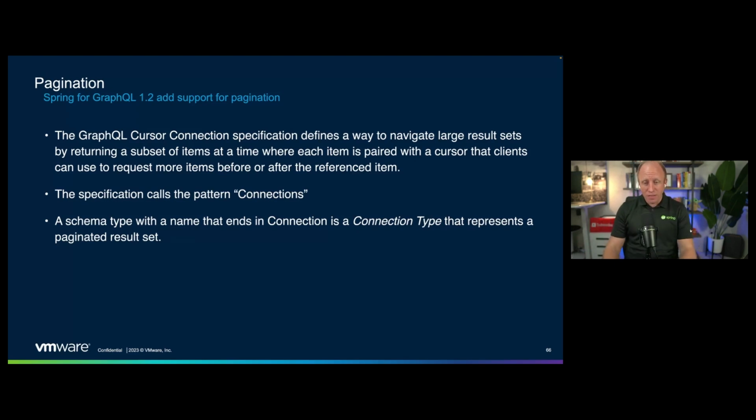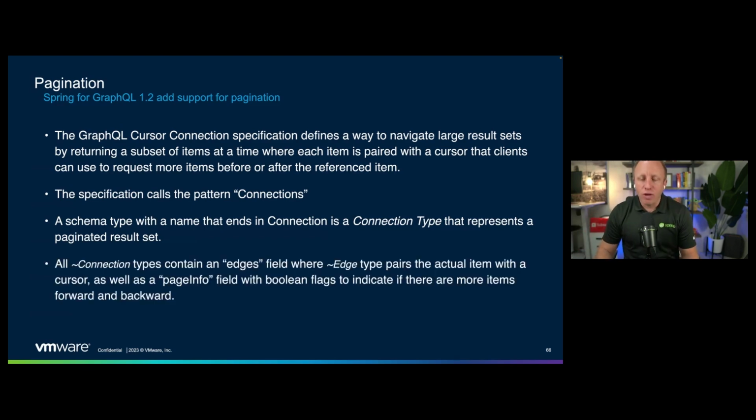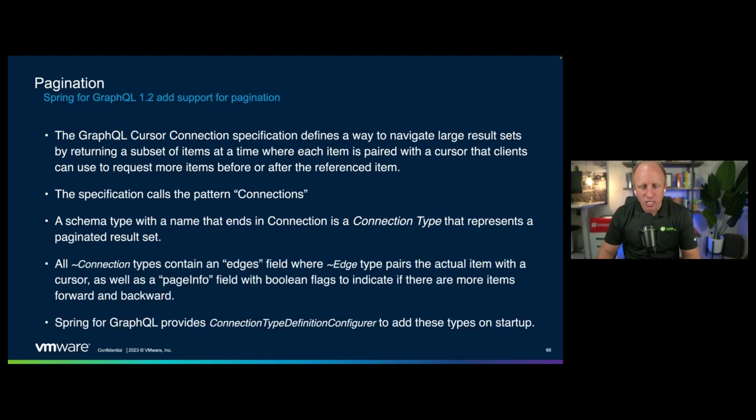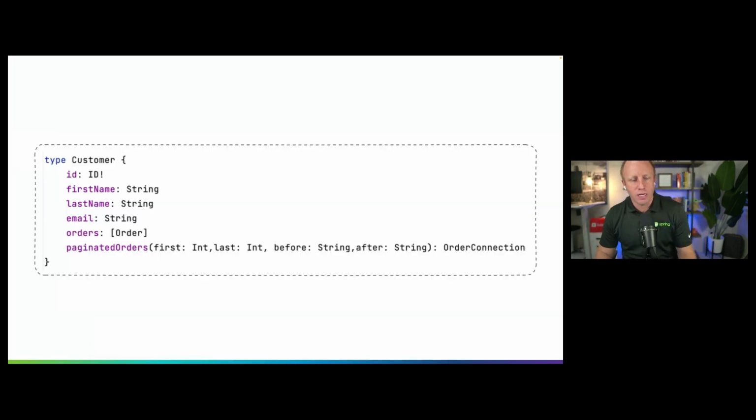There's a new type in there called a connection type, but don't worry. This is not something you have to write, and that is because Spring is basically going to add this connection type for us in the background. So if we have something that we need a connection on, we're going to have a connection type, and we can go ahead and take advantage of it.